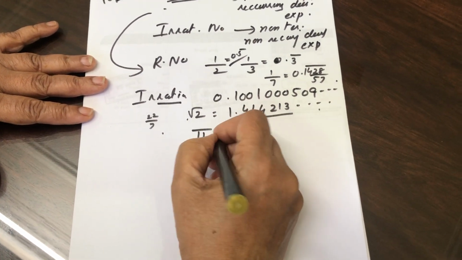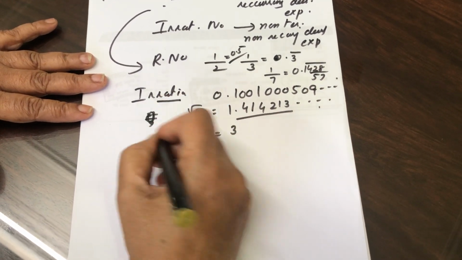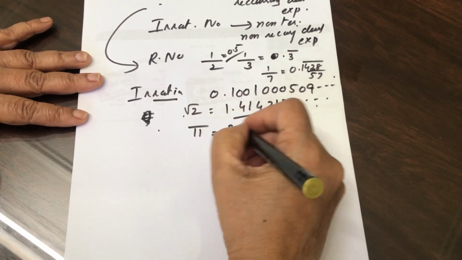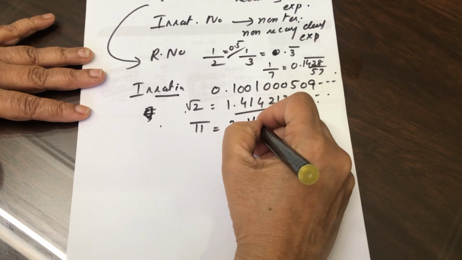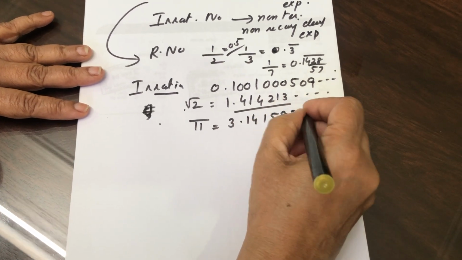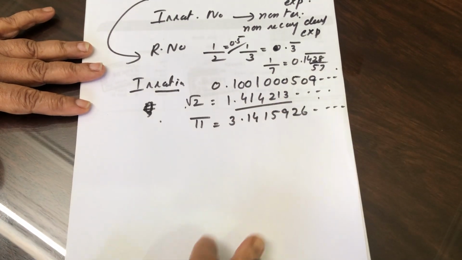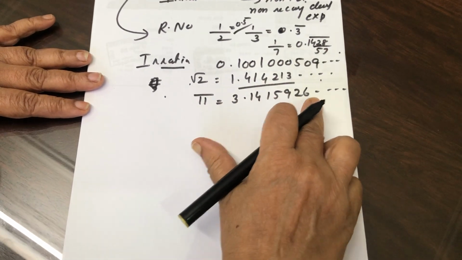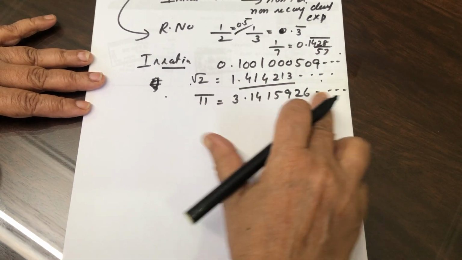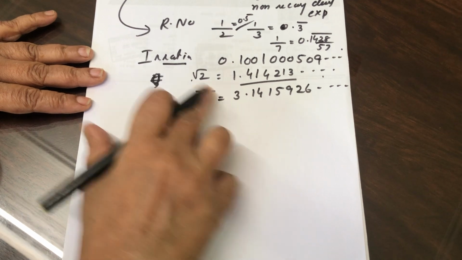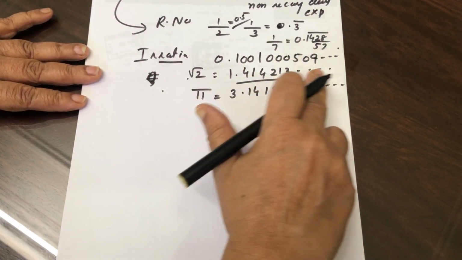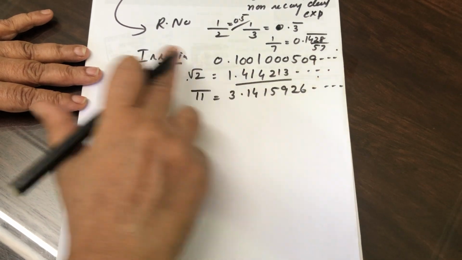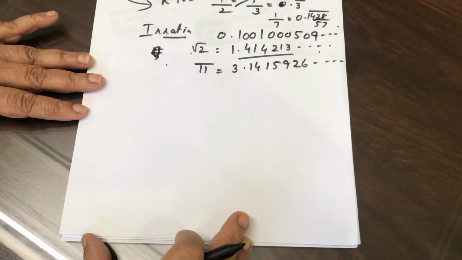And the value of pi is also irrational. When you divide 22 by 7, pi is 3.1415926 dash dash dash. So this is also a non-terminating, non-recurring decimal expansion, so pi is an irrational number. Root 2 is also a non-terminating, non-recurring decimal expansion, so it is also an irrational number.